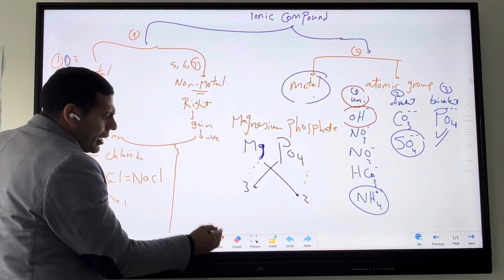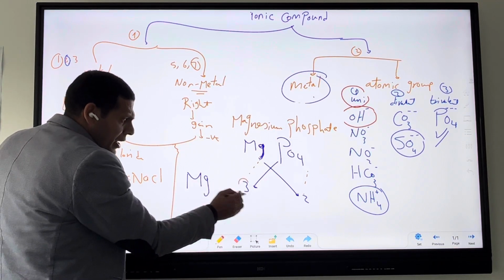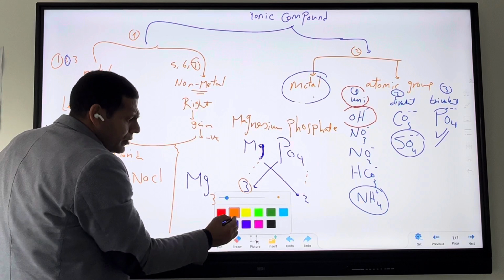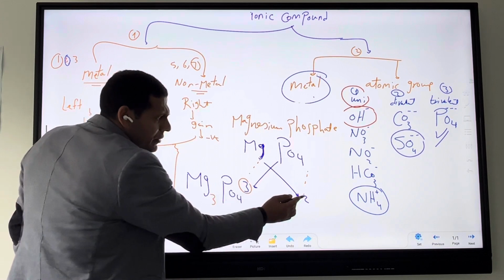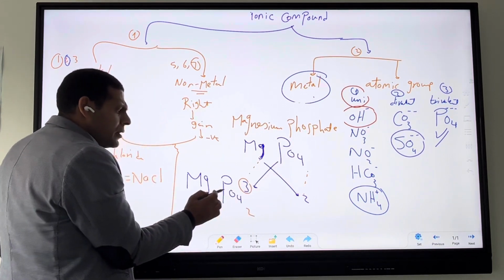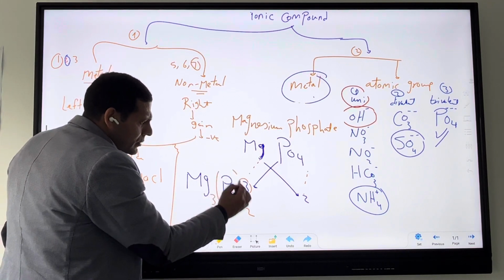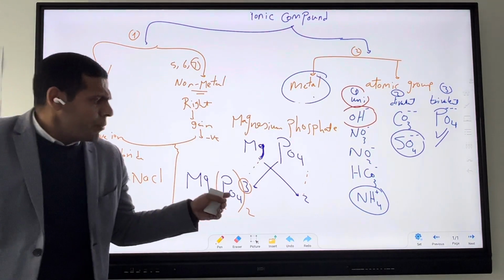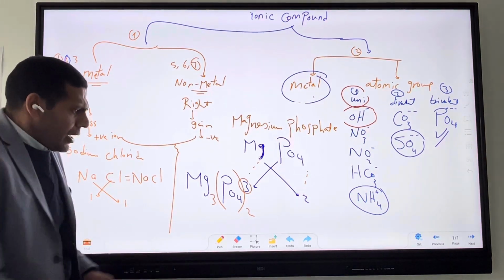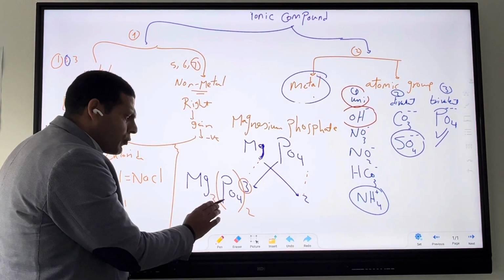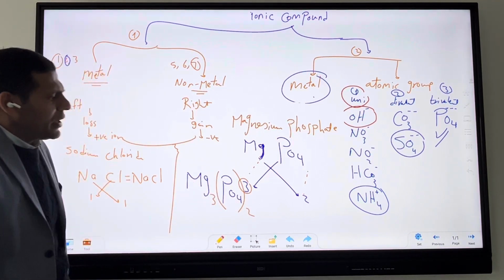So it will be Mg, and we write 3 underneath magnesium, and then we write PO4, and you have to write 2 underneath the phosphate group. Because we have atomic groups here, which have different atoms, you must put the atomic group between brackets. Now, if you count the number of atoms, we have 3 magnesium. How many phosphorus atoms? We have 1 times 2, so we have 2 phosphorus. And how many oxygen? We have 4 times 2, so we have 8 oxygen.